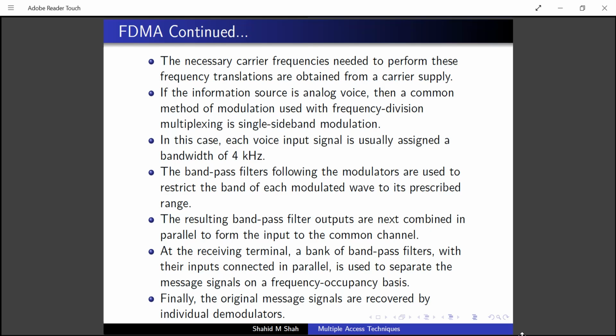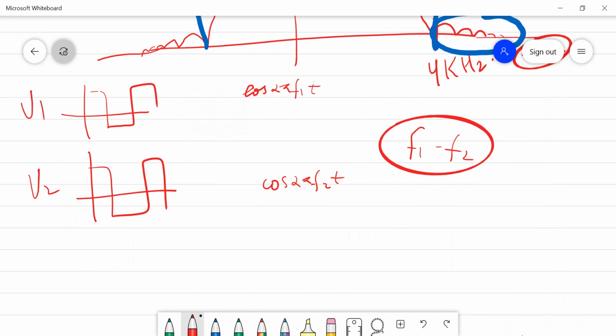The band pass filters following the modulators are used to restrict the band of each modulated wave to its prescribed range, already explained. Now this is the band pass filter of modulators, right? So that needs some attention actually.